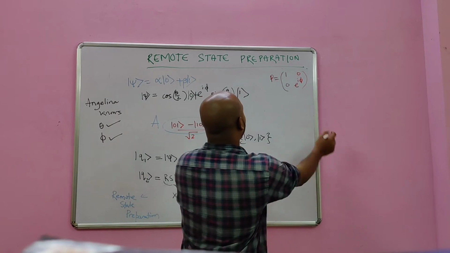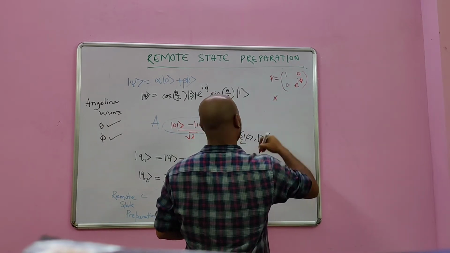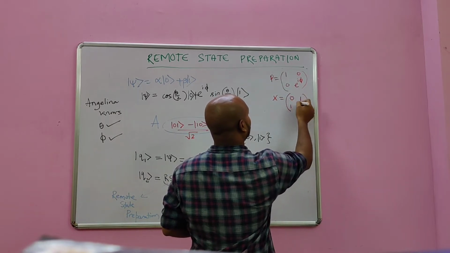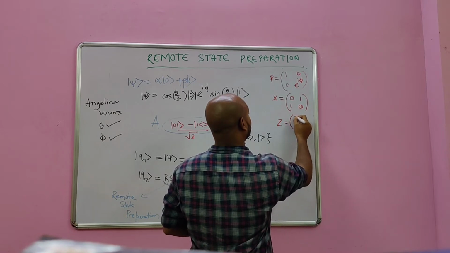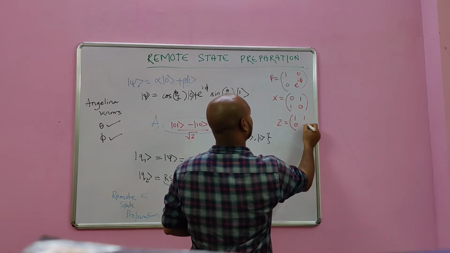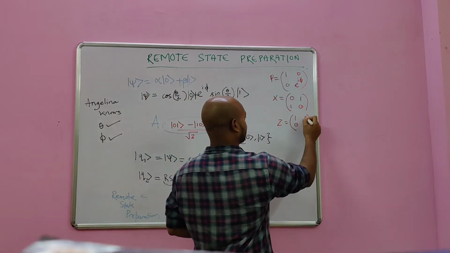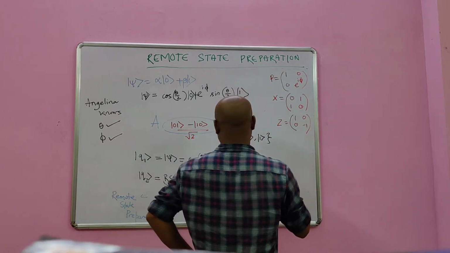Okay? X you know. And X is what? 0, 1, 1, 0. Right. Z is? 1, 0, 0, minus 1. Exactly. That means you are alive.